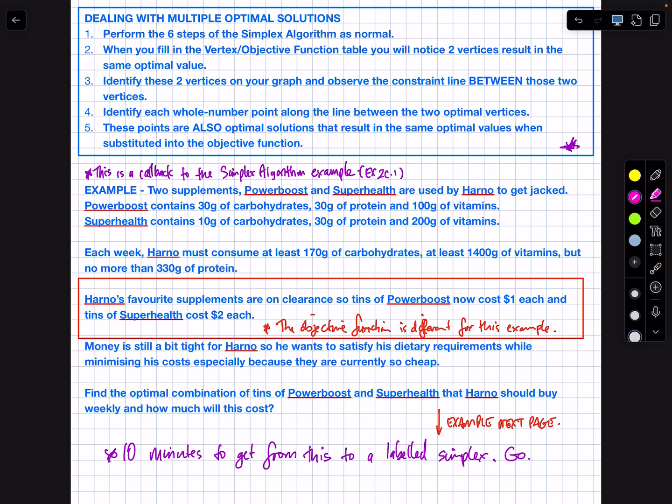What is the important stuff? 30, 30, 100, 10, 30, 200. Must get 170, at least 1400, no more than 330. Nine minutes.